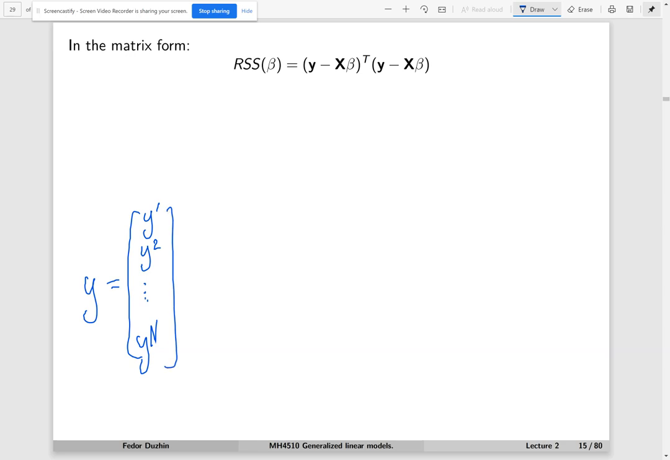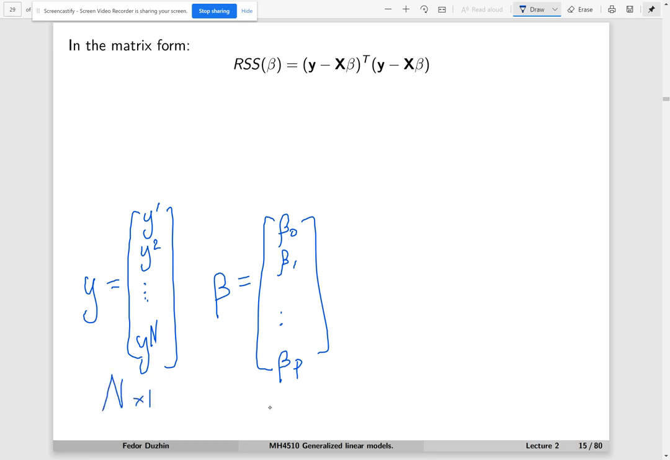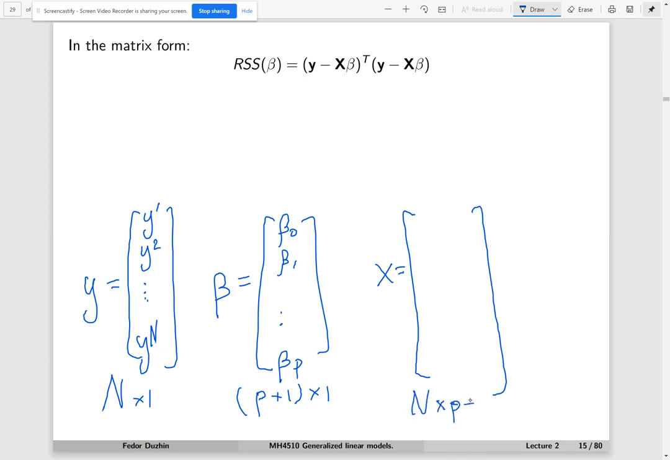Now beta here is also a column vector. So beta is our beta 0, beta 1, and so on, beta p. They have different sizes. Notice that y is an n by 1 vector and beta is a p plus 1 by 1 vector. Now x, so recall that x is all our training set observations, so I'm not going to write them down. x is a huge matrix, and x has n rows and p plus 1 columns.